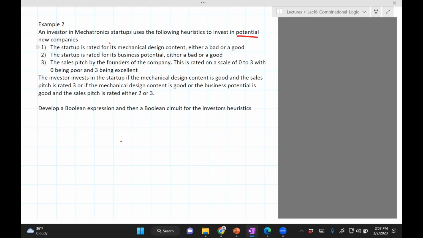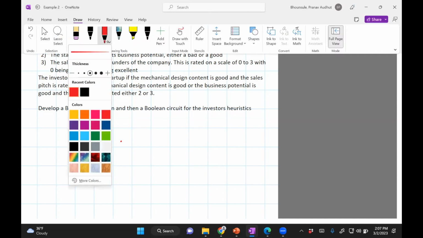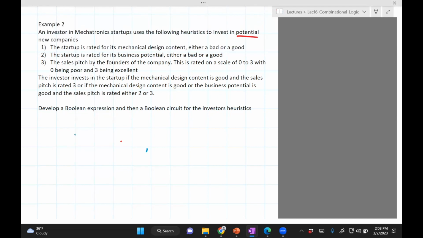So the investor would do the following. We need to probably underline this. The investor invests in the startup if the mechanical design content is good and the sales pitch is rated 3, or if the mechanical design content is good or the business potential is good and the sales pitch is rated either 2 or 3.